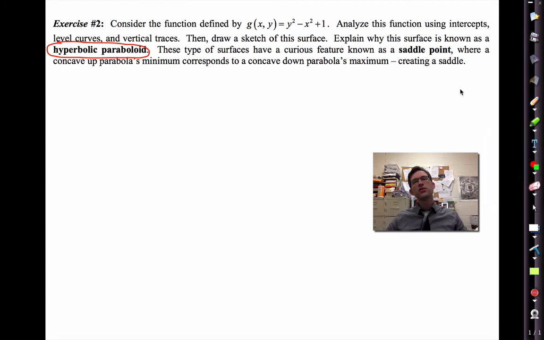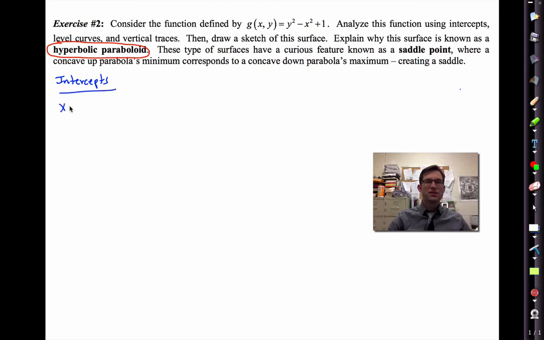In fact, what I'd like you to do is pause the video now and just figure out as much as you can about this surface. Intercepts, traces, all that kind of stuff, all right? Pause the video now. All right, let's go through it. Let me play around with intercepts, right? That's a good place to start.